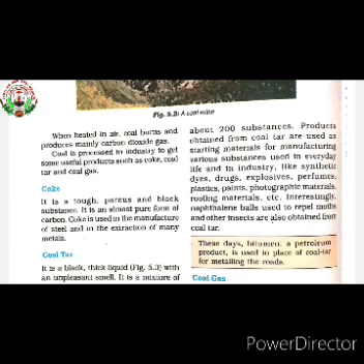Another product obtained from coal is coal tar. Coal tar is a black, thick, liquid-like substance with an unpleasant, foul smell, and it is a mixture of 200 substances. Various products are also obtained from coal tar, such as dyes, drugs, explosives, perfumes, plastics, paints, photographic material, roofing material, etc.